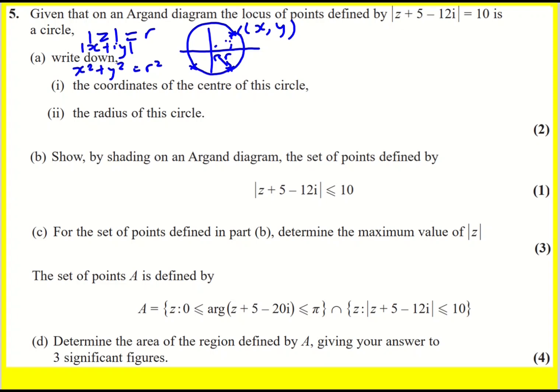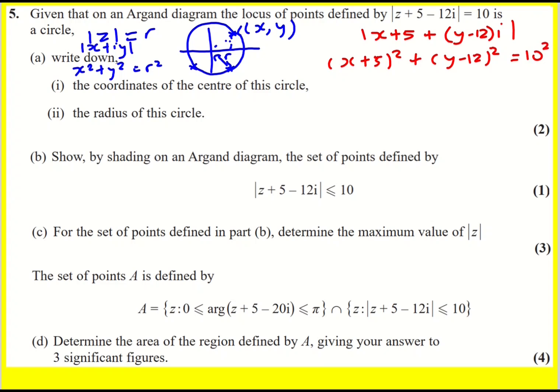So when it comes to this one over here, I could rewrite it as x plus 5 plus y minus 12i, and then I can just replace the x by x plus 5 and the y by y minus 12. And this is going to give me 10 squared. And that's the equation of my circle.